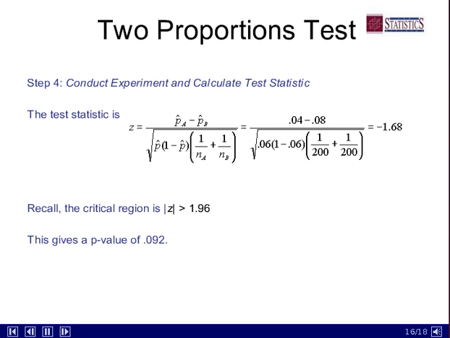All right, so conduct the experiment. And, well, we have our numbers, right? We have 4% from A and 8% from B. Notice that, again, with equal sample size, that p hat estimate is really just the average of those two. So that'll be 6%. And so we plug all those numbers in and we get minus 1.68. Recall that the critical region was the absolute value of that test statistic larger than 1.96. Also, we could take the 1.68 and find the p-value. That gives a p-value of 0.09.